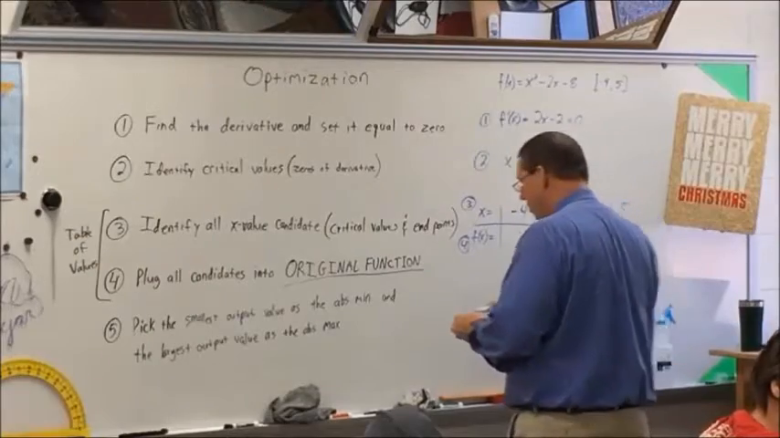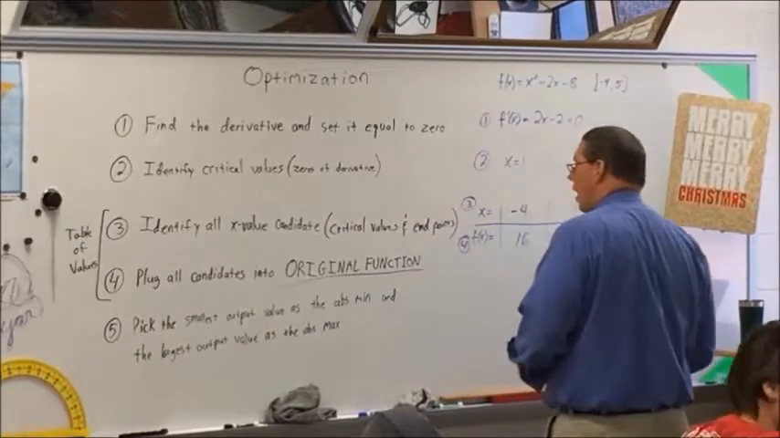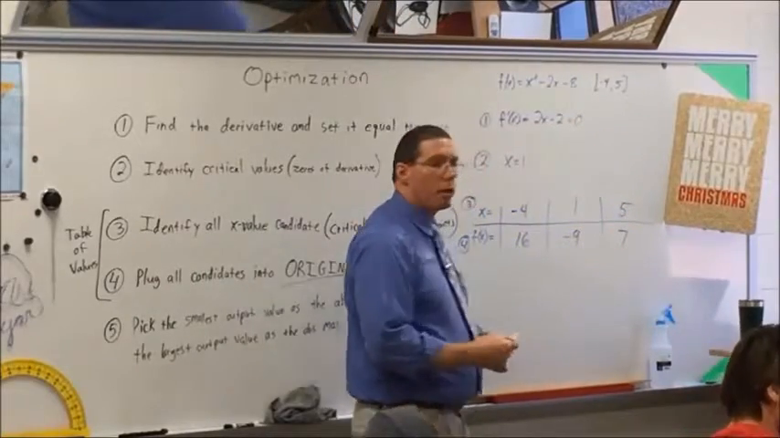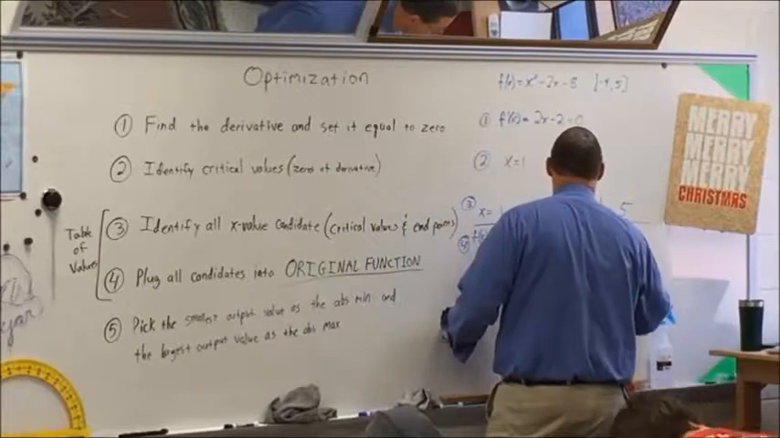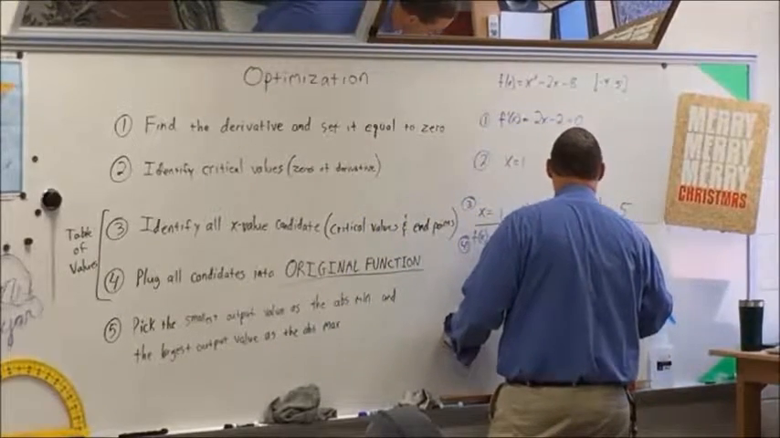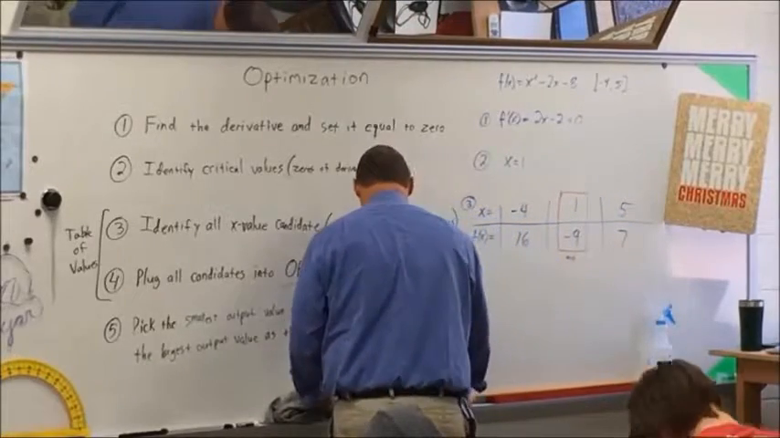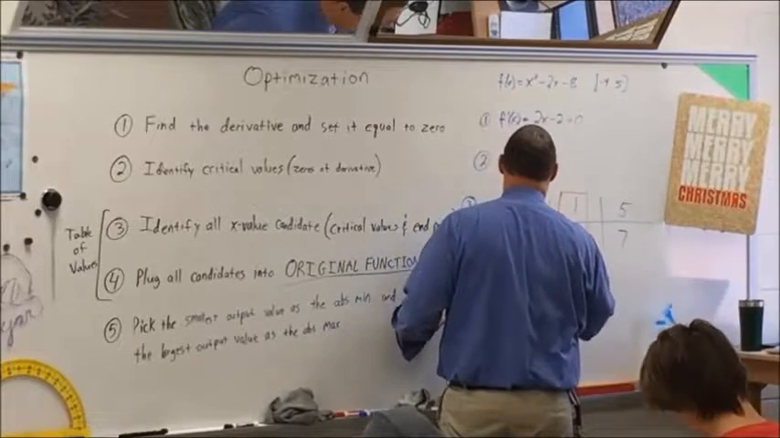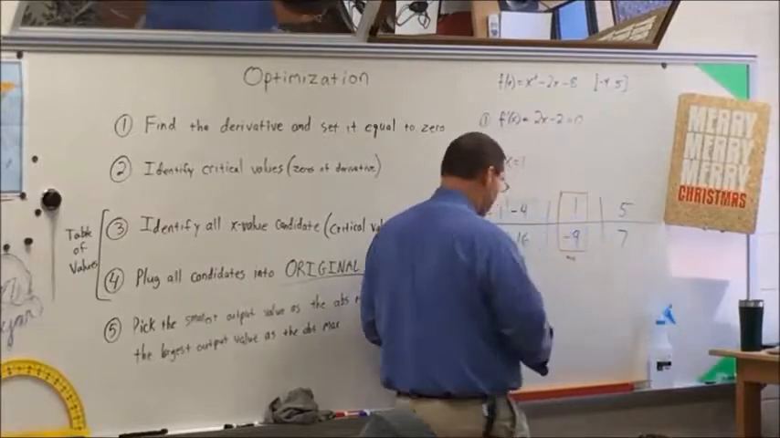Now all I have to do is pick the smallest output and pick the largest output. Of all these outputs, which one is the smallest? Negative 9. So this will be the absolute minimum. And then what is the largest output? 16, right? And therefore that makes this the maximum. Now I want to show you how I'm going to write my answers.